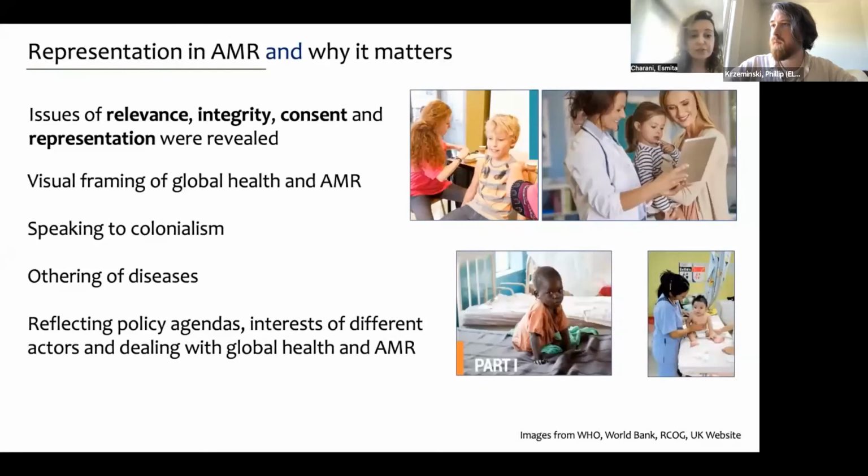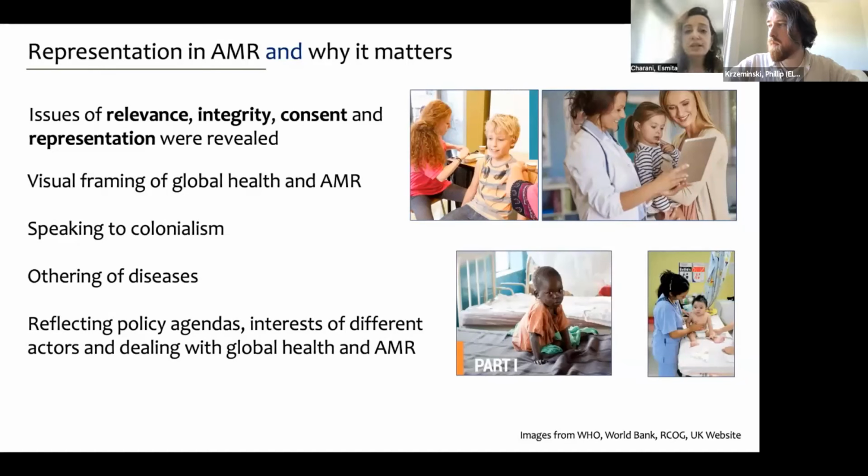We identified a visual framing of global health and antimicrobial resistance that is troubling, particularly in representation of women and children. Current practices speak to colonialism and othering of diseases. And they also reflect the policy agendas and interests of different actors operating in this space. Just as an example, these images at the top are from public-facing literature in high-income countries for a high-income country audience. And as you can see, they are actors, they're very staged, everybody looks very happy and sterile.